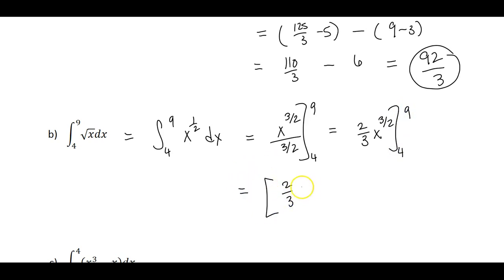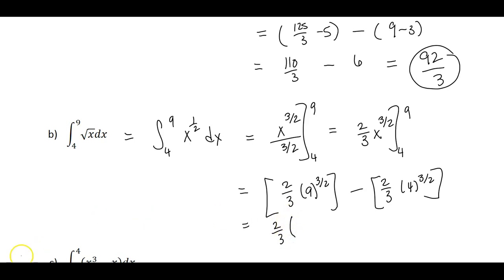So this will be 2/3 times 9 to the 3/2 minus 2/3 times 4 to the 3/2, which ends up being 2/3. 9 to the 3/2 is going to give me, let's see, that'll be 27. And 4 to the 3/2 is going to give me 8. So this all subtracts to be 38 over 3. And that would be the value of my integral.